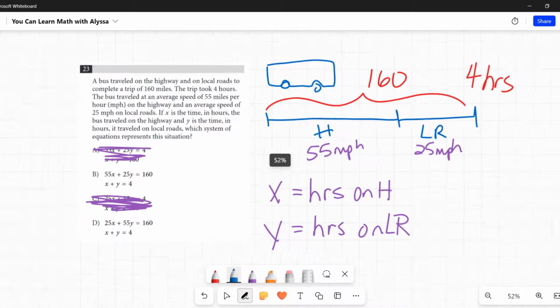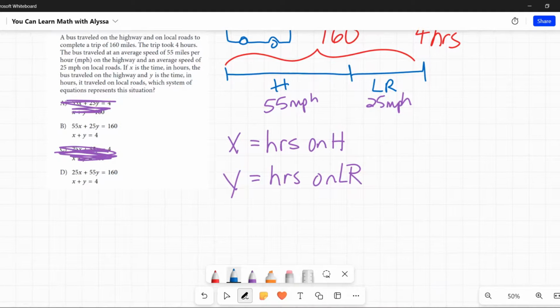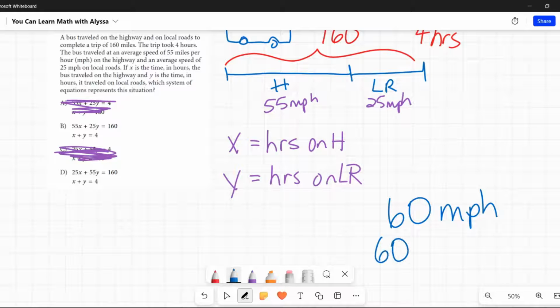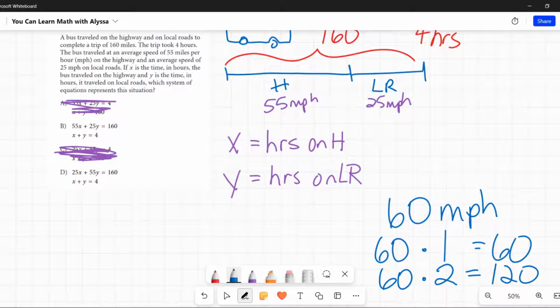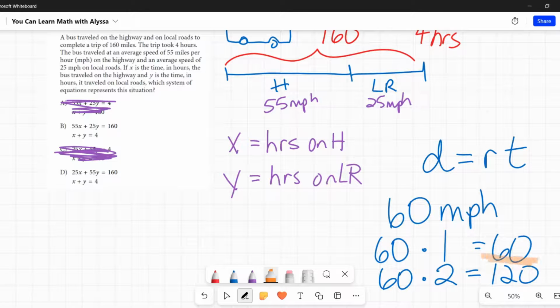All right, let's think about this. If I was traveling 60 miles per hour and I traveled for 1 hour, how far did I travel? 60 miles every hour times 1 hour, 60 miles. What if I traveled for 2 hours? 60 miles per hour and for every hour, and I traveled 2 hours? That would be 120. This is a representation of the formula distance equals rate times time. There's our distance, there's our rate, there's our time.